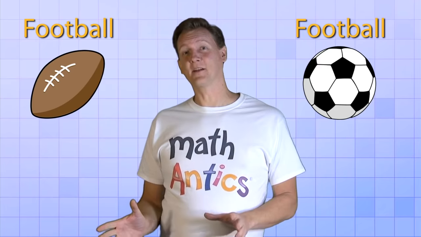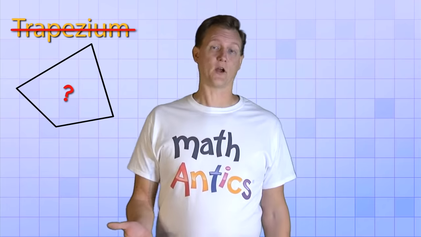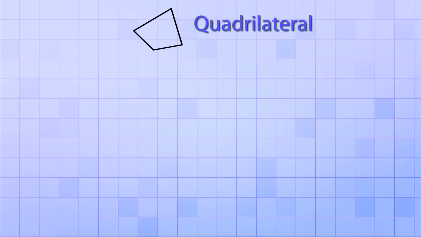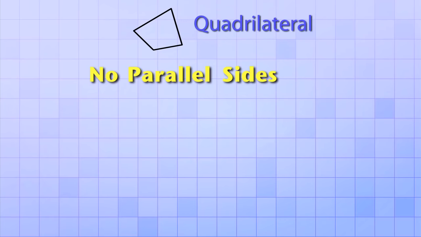But to keep things clear at Math Antics, we're not going to call a quadrilateral that has no parallel sides a trapezium. We don't think it needs a special name. So we're just going to call it a quadrilateral. So to summarize, any polygon that has exactly four sides is called a quadrilateral. And if it has no parallel sides, we still just call it a quadrilateral.